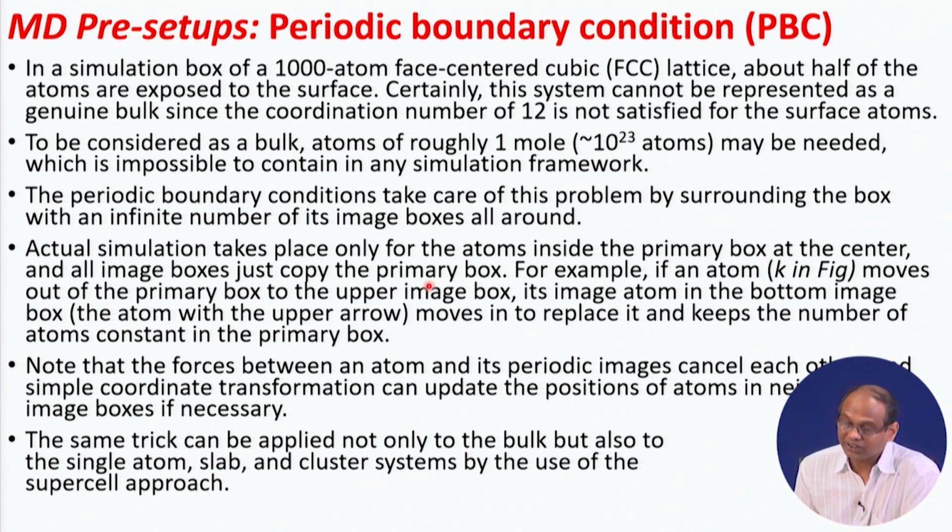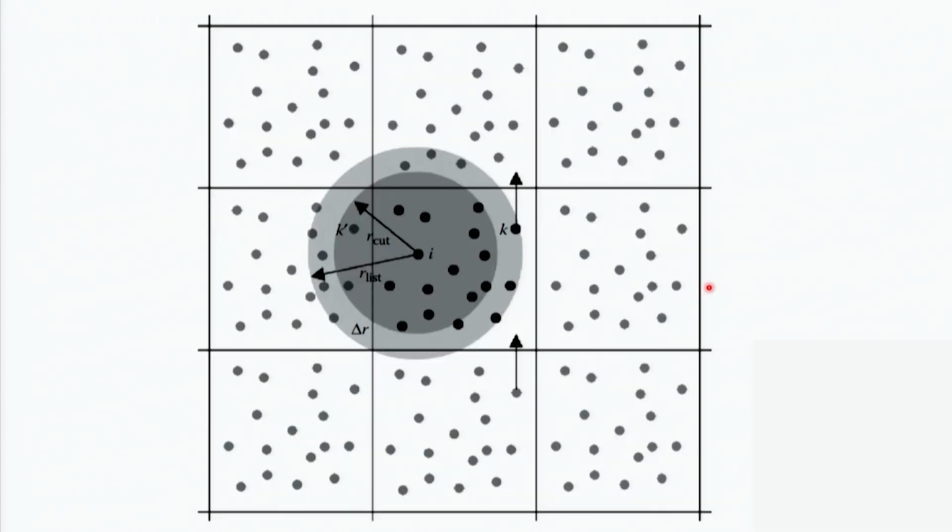But the actual simulation takes place only for the atoms inside the primary box at the center, and all the image boxes just copy the primary box. For example, essentially it looks something like this. Let's say you are dealing with this central box, and surrounding this central box you have got an infinite number of similar boxes which are imaginary. If a particle moves from here to here, then another particle also moves from, let's say, the imaginary box below into the center. That is the convention we use in periodic boundary conditions.